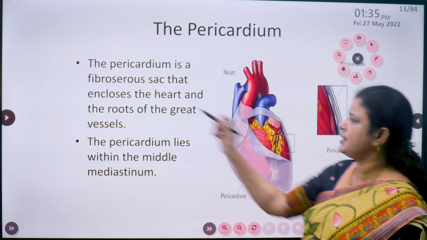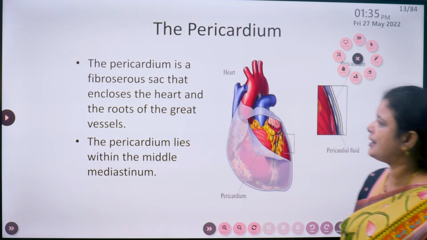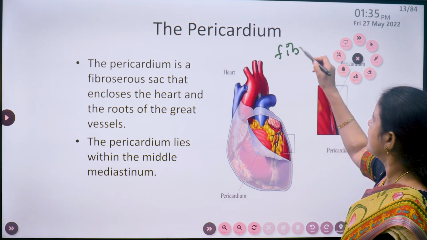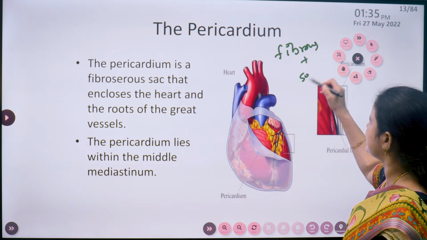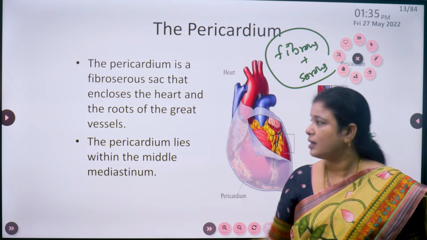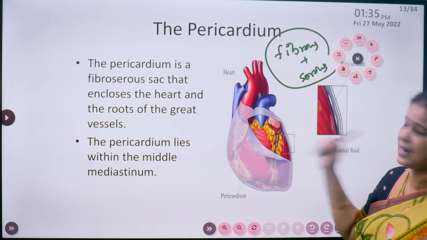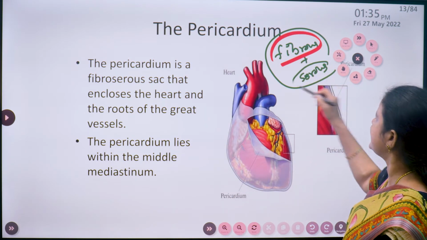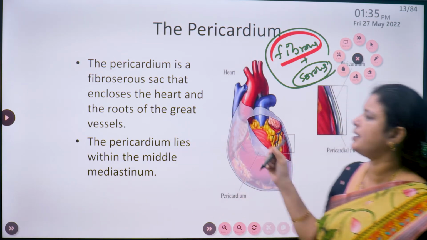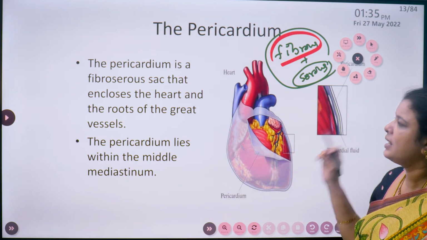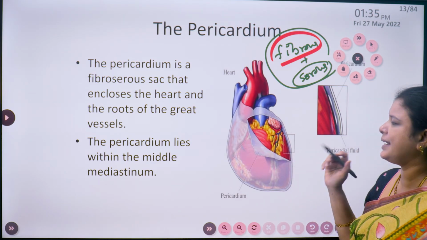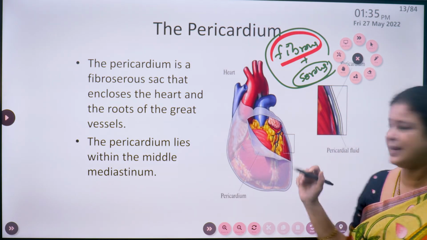So the pericardium is a fibroserous sac, which means a fibrous layer plus a serous layer. The pericardium is a fibroserous sac that encloses the heart and the roots of the great vessels. The pericardium lies within the middle mediastinum.